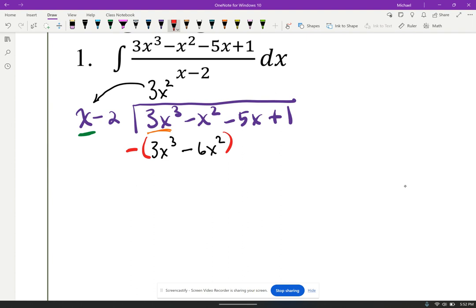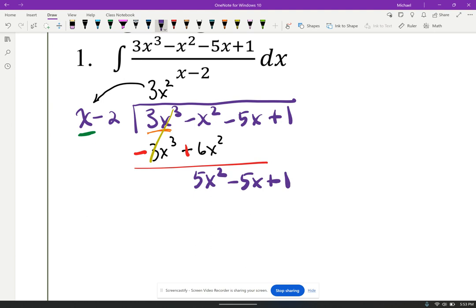If I'm subtracting the whole thing, that means I'm subtracting the 3x cubed and I'm subtracting the minus 6x squared. What some people do is they just change the sign and they say, well, I'm subtracting this and I'm subtracting this, so now it becomes a plus 6. Why do we do that? Because this will reduce. But here I'm left with 5x squared and then the remaining pieces over here.